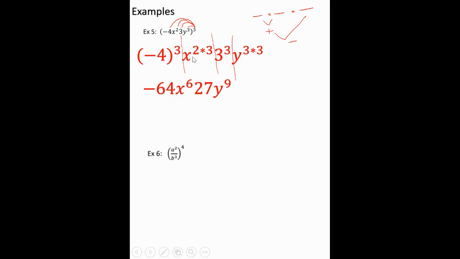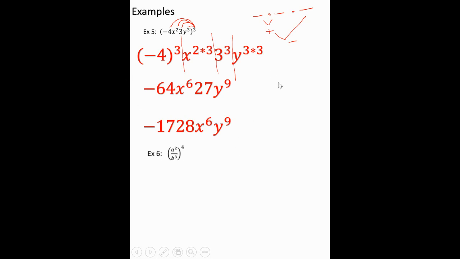Keep the base of the x and multiply the exponents to get x to the 6. And then 3 times 3 times 3 is 27. Keep the y, the base, multiply the exponents 3 times 3. And that's one more step. I've got negative 64 times 27. I can put those two numbers together and get negative 1728.